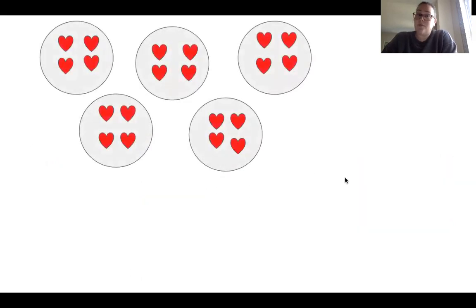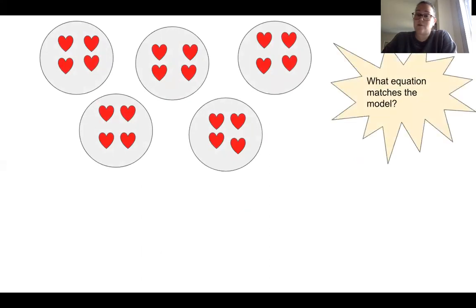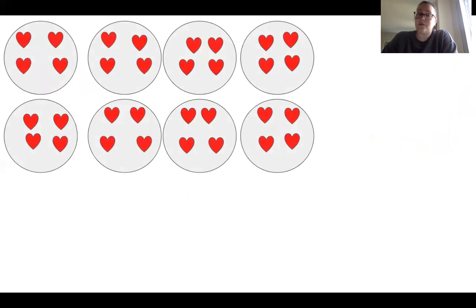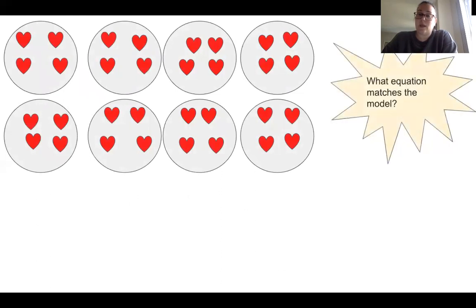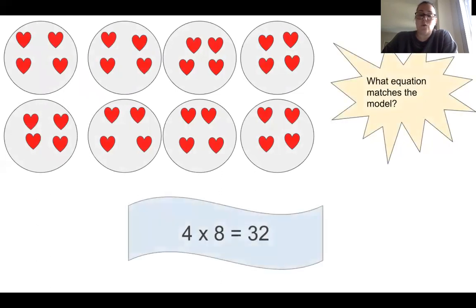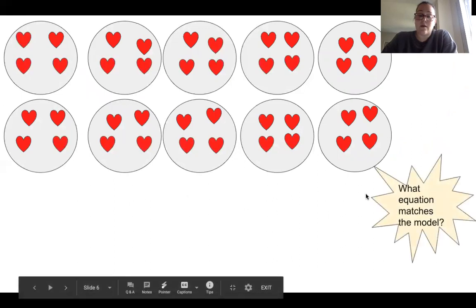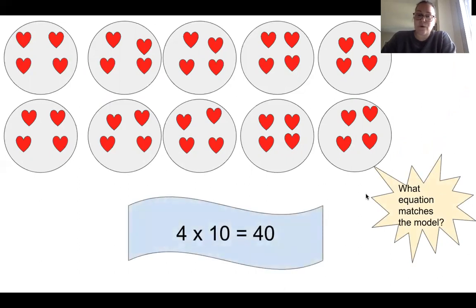Here we go. 4, how many times? What equation do you see? 4 times 5 equals 20. That's a lot of groups. How many groups of 4 do you see? What equation matches? 4 times 8 equals 32. Ooh. How many times do you see 4? What equation matches it? 4 times 10 equals 40.